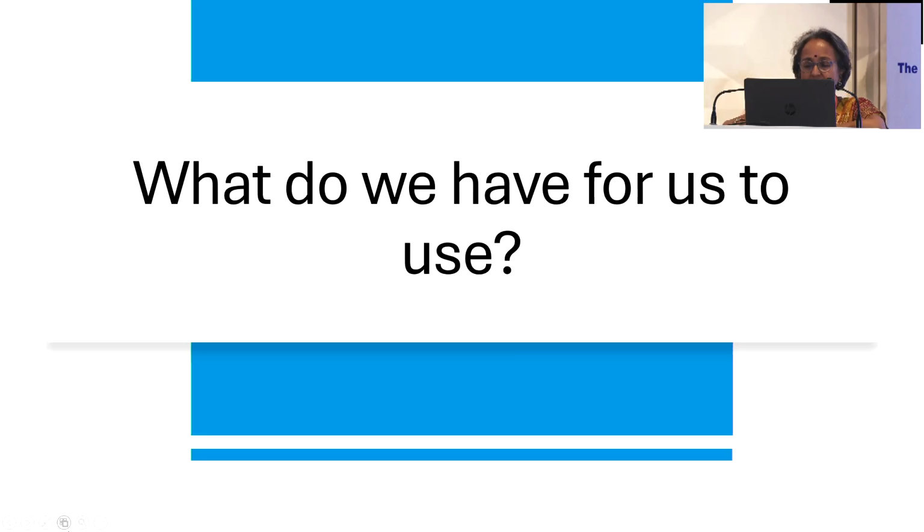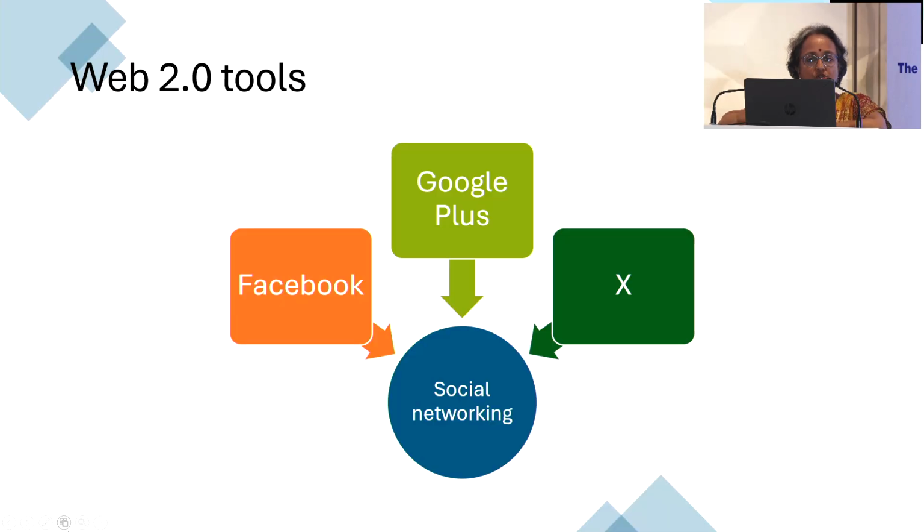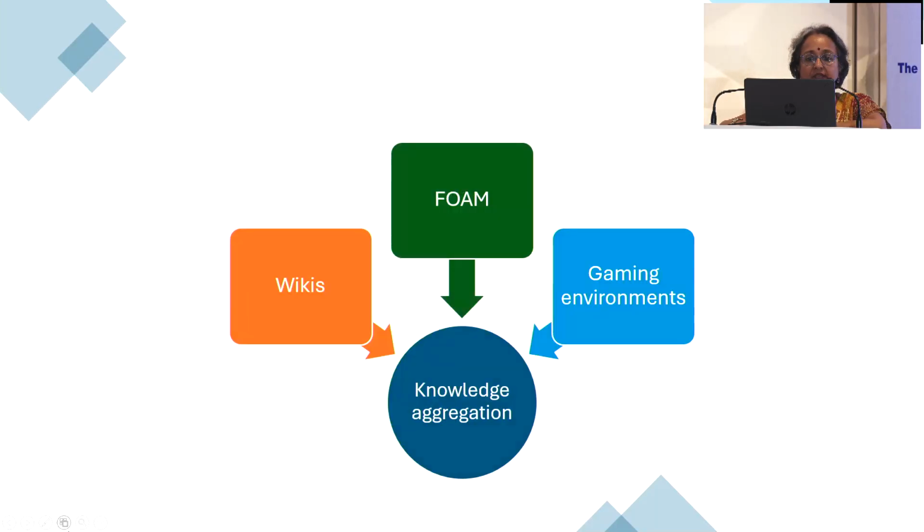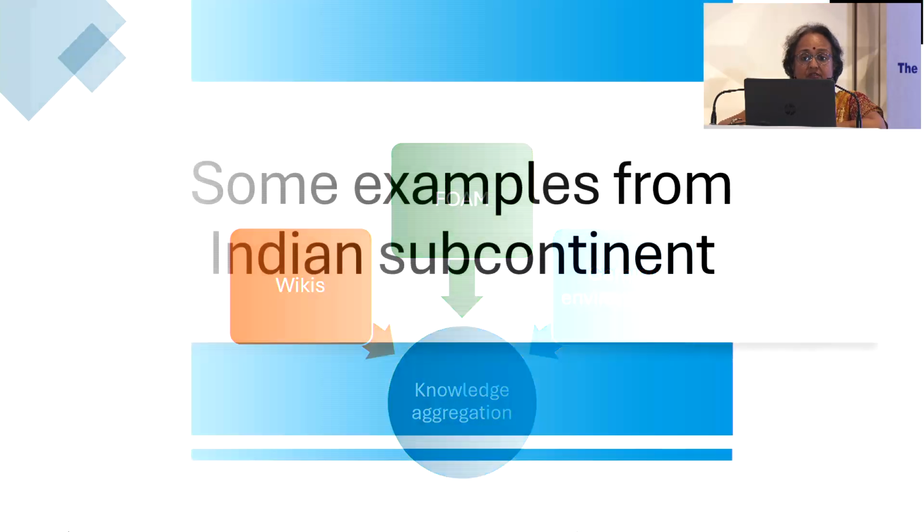So what do we have out there? If you look at the Web 2.0 tools, you have Facebook, Google+, and X, which are examples of social networking. For professional networking, you have Instagram, YouTube, LinkedIn, Vimeo, and microblogging. And for knowledge aggregation, you have wikis, forums, and gaming environments, which is again a whole topic in itself, as gaming-based learning, GBL, as an important tool in medical education is another topic in itself.